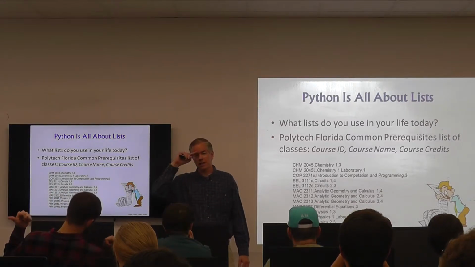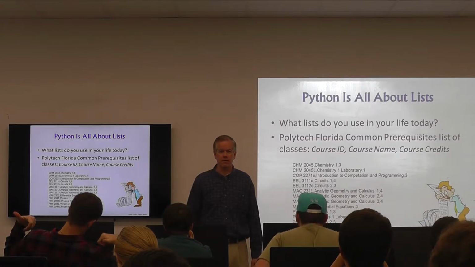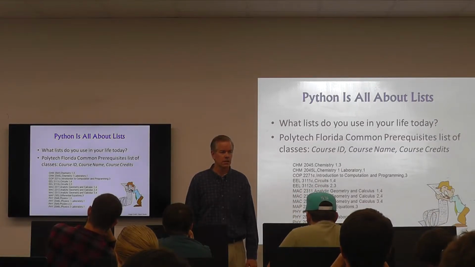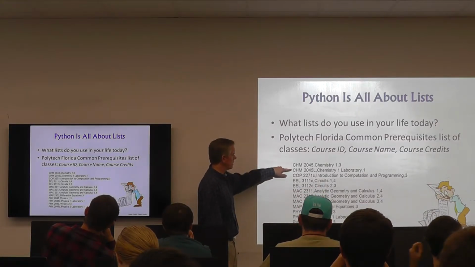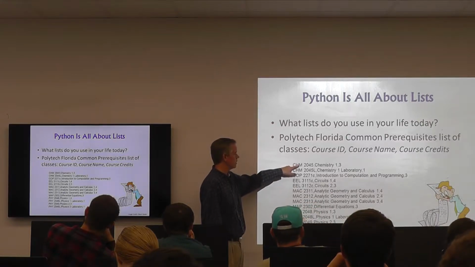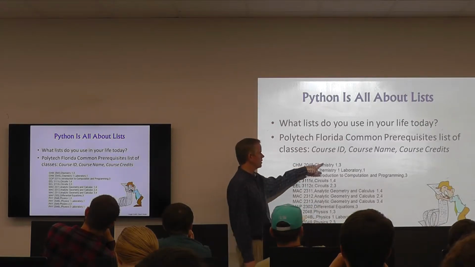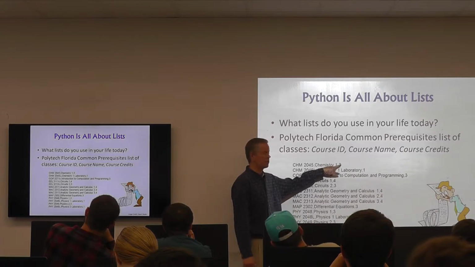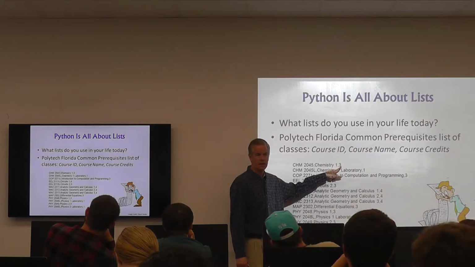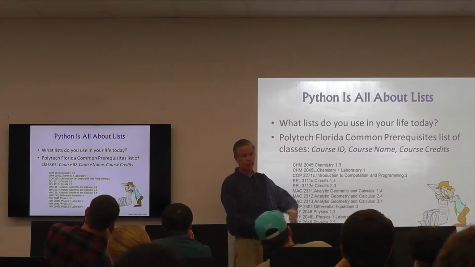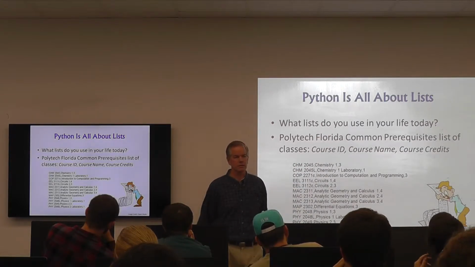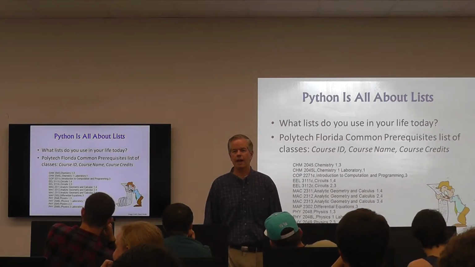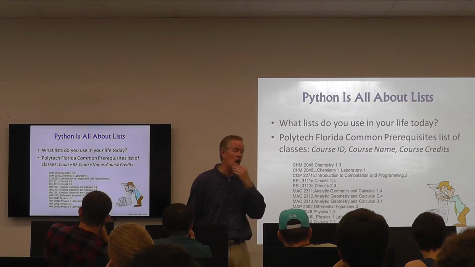But the problem is that you're gonna have to have a separate variable for each one of these, right? This will be like class 1, class 2, class 3. This will be like class 1 catalog number, class 1 name, and then class 1 credits, right? Dang, you're going to have variable names from here to Tomorrowland, right? So there's got to be a better way to do this, right? Let's see what we do here.